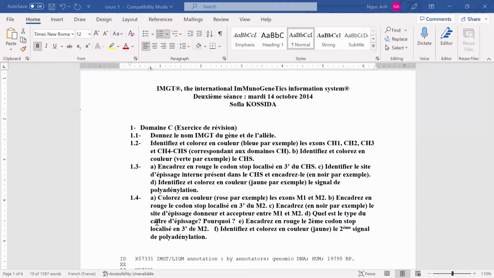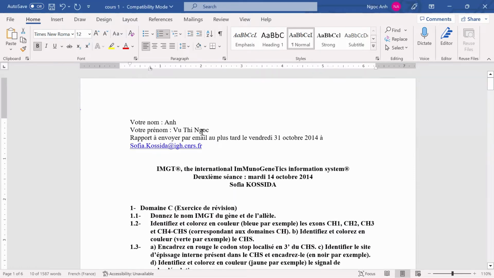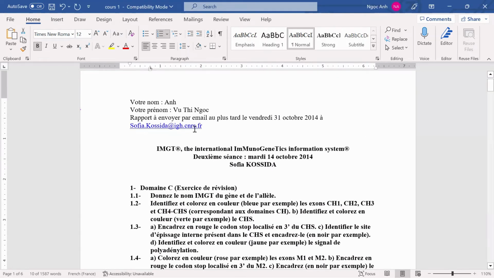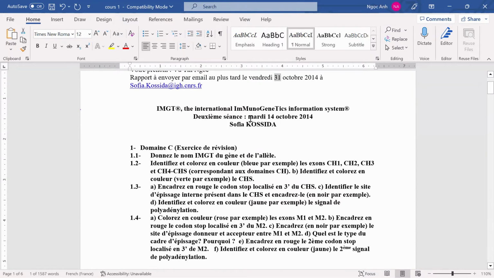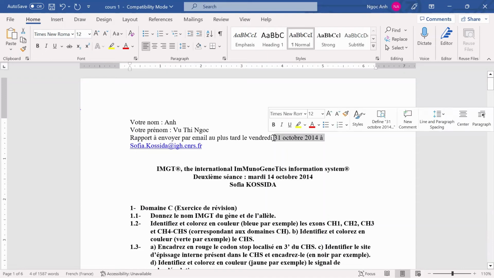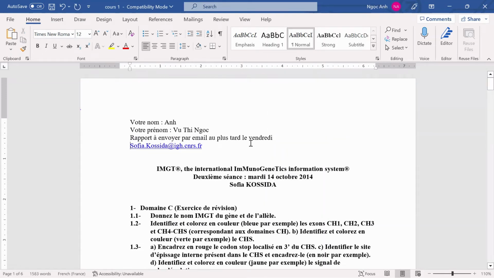Is this okay? Please write your name, your last name, your first name, and do the work. You don't need to leave the second session, 14th of October 2014. You can get rid of this whole line, I should have done it myself. This as well. You do not send it to me today. You'll do this first exercise.